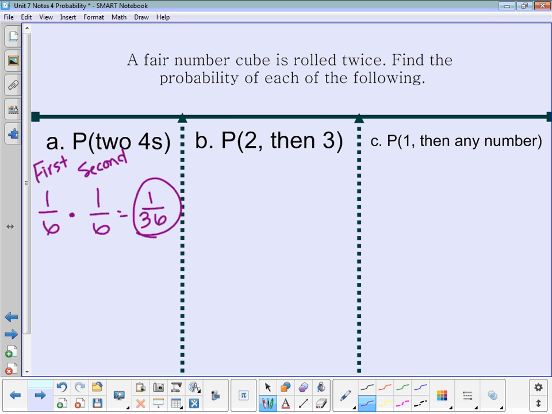The probability of getting a 2 and then a 3: if I'm going to get a 2, that means my probability is 1 out of 6. A 3 is also 1 out of 6. So 1/6 times 1/6, 1 out of 36.